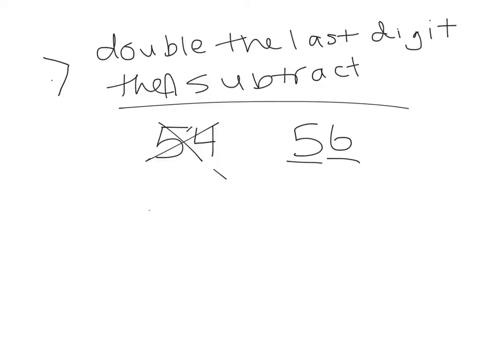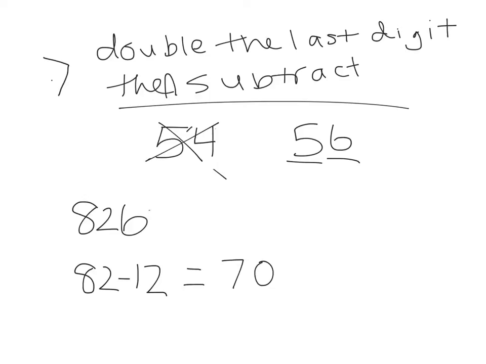How about we try a bigger one? So 826. So I'm going to double the last digit. That's 6 times 2, which is 12. 82 minus 12, which is equal to 70. And I know 70 is divisible by 7 because 7 times 10 is 70, so that means 826 is totally divisible by 7. I think this is pretty cool. If you can memorize this, it will help you a lot when you're doing prime factorization.